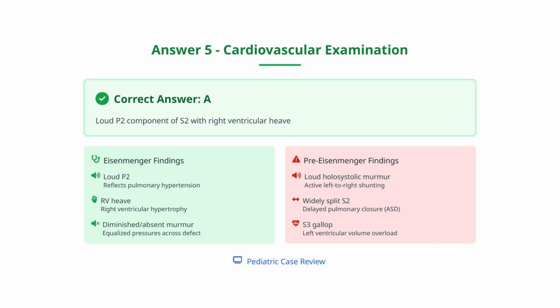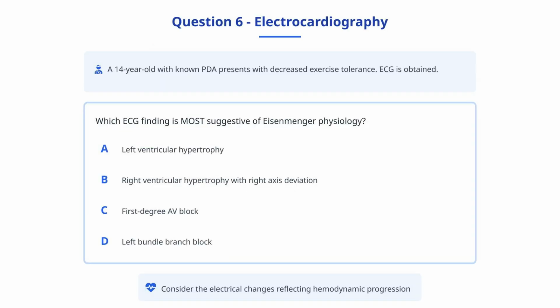A loud pulmonary component of the second heart sound with a right ventricular heave is characteristic of Eisenmenger syndrome. These findings reflect pulmonary hypertension and right ventricular hypertrophy. Interestingly, as Eisenmenger physiology develops, the ventricular septal defect murmur often diminishes or disappears as pressures equalize across the defect and shunt flow decreases or reverses. A widely split second heart sound that narrows with inspiration would be more consistent with an atrial septal defect before developing Eisenmenger physiology.